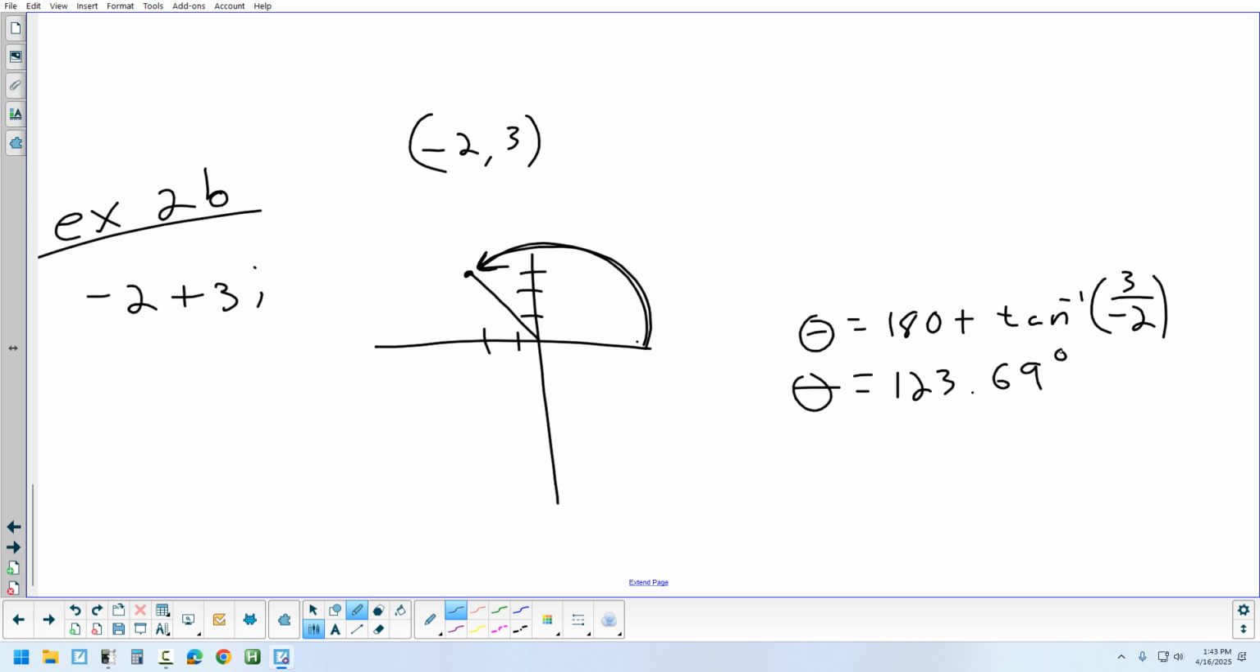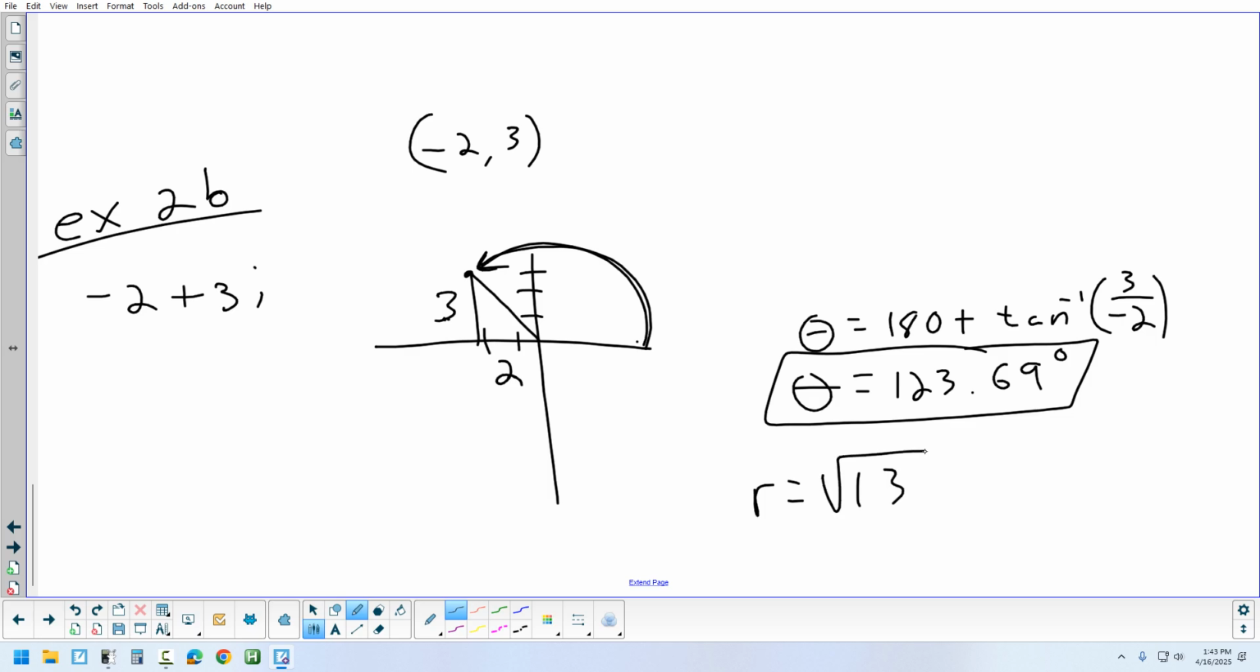Okay, so let's keep that in mind. And now we still have to do the Pythagorean theorem to get r. So it'd be the square root of 3 squared plus 2 squared. Square the 3, square the 2, that's 9, that's 4. And what do you get when you add them? 13. And then take the square root. So that is your radius. That's finding the hypotenuse of that triangle.